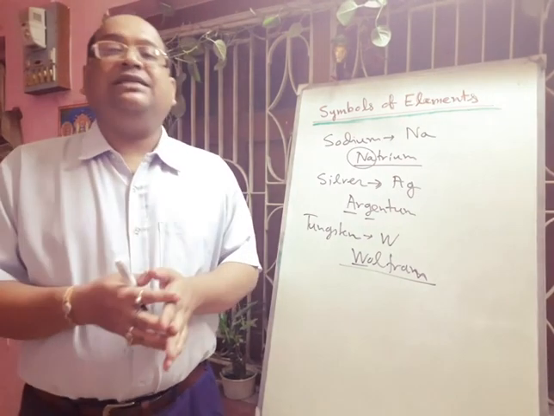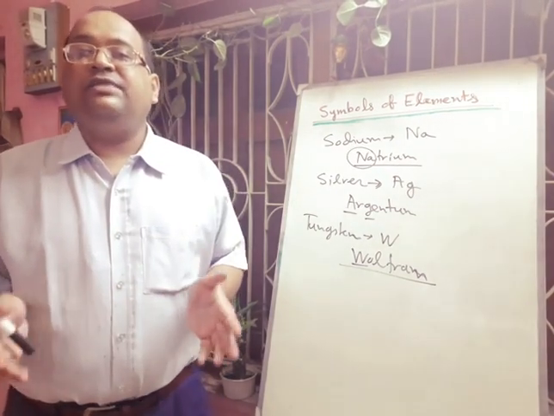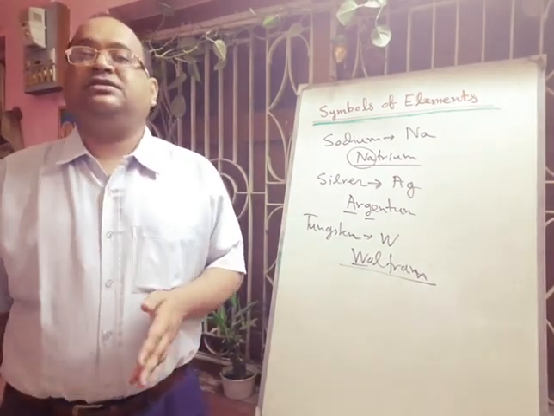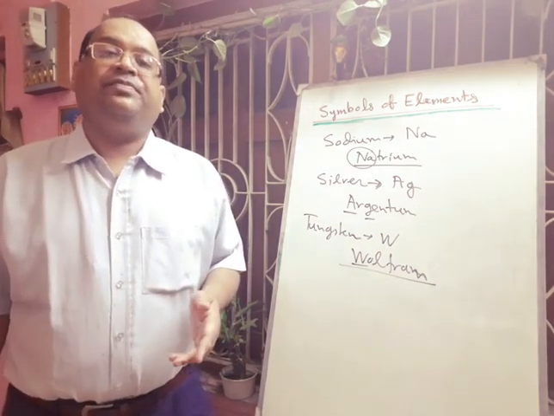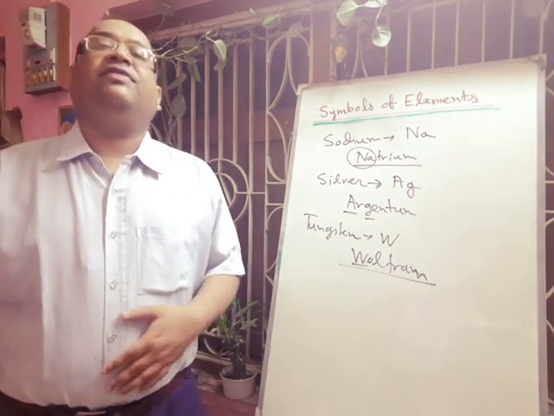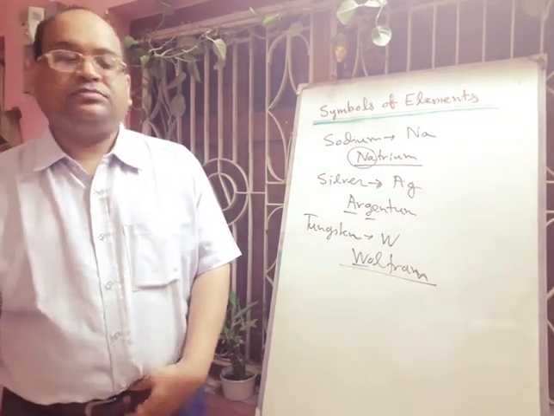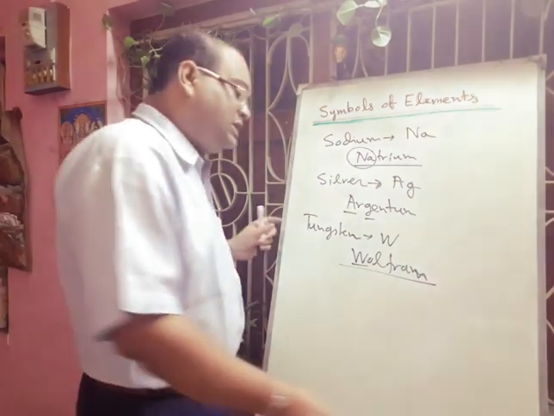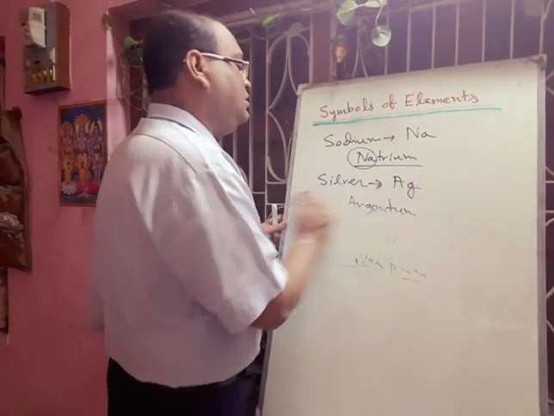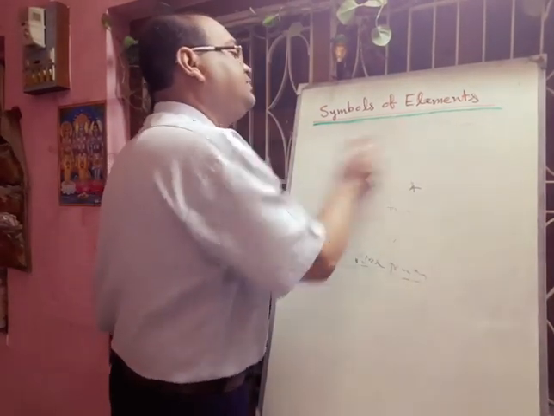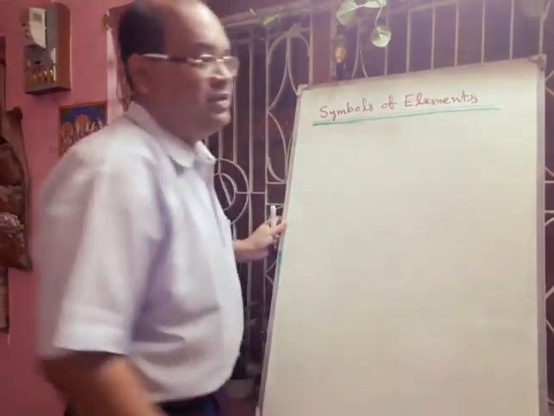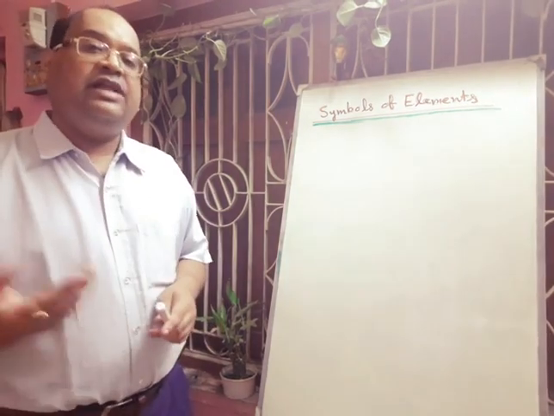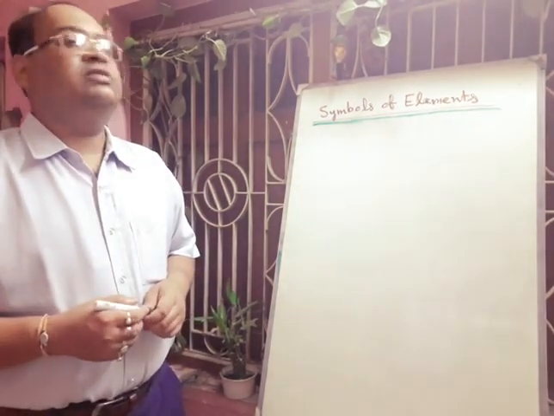Now I will give you an activity: write the names and symbols of the first 20 elements that you already studied in class 6, or you can write the first 30 elements. Hope you can understand. Practice these symbols at home, and you can choose any name and find out the symbols from there.